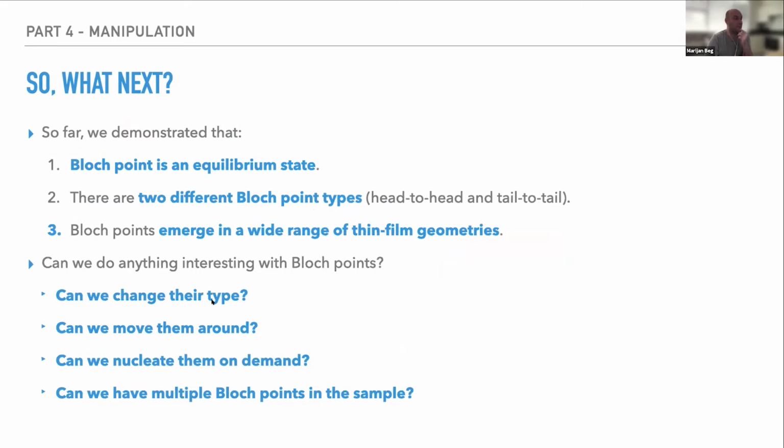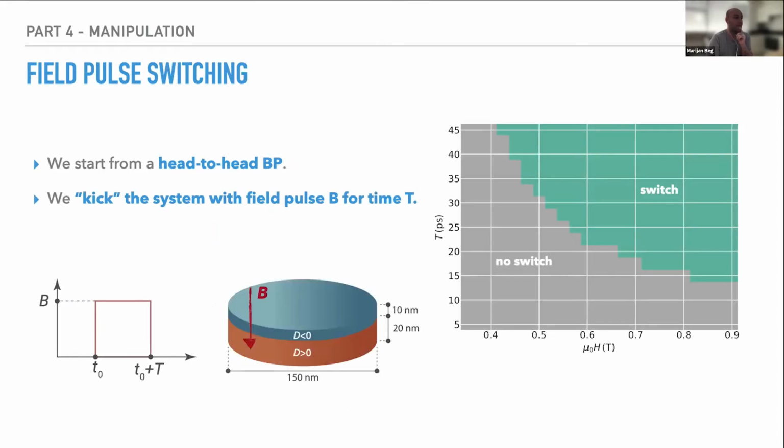Can we change their type? Can we move them around? Can we nucleate them on demand? And could we maybe have multiple Bloch points in the sample? Multiple Bloch points, my colleague Martin showed that earlier today. So I will focus on how we can manipulate them using external magnetic fields or spin polarized currents.